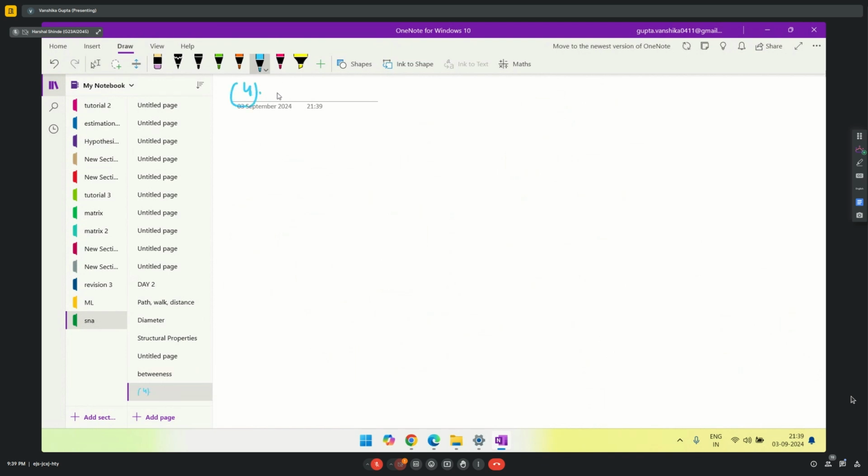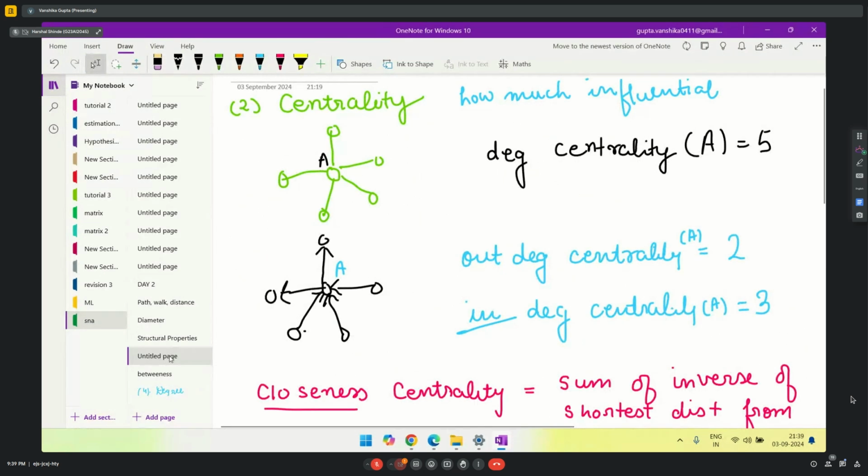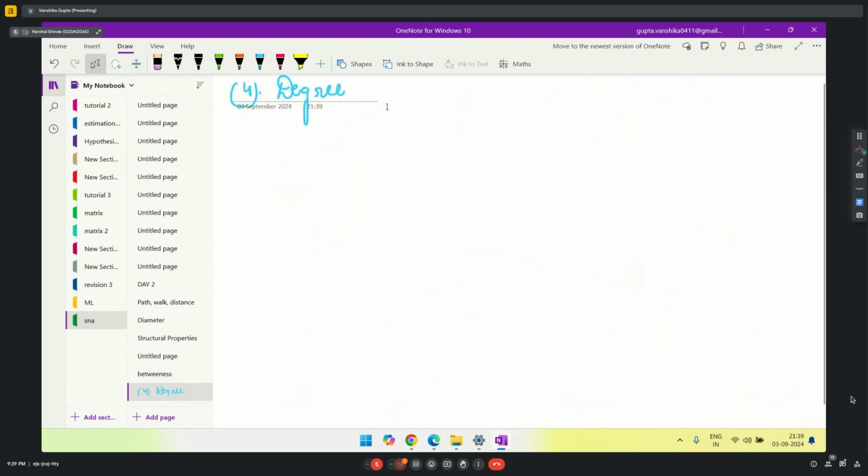The fourth one is degree centrality. We already did degree centrality when we were discussing here. So we have already done it. Let me show you one or two more examples of that so that we can get a clearer picture. Degree centrality. Now here, let's say I have a graph.